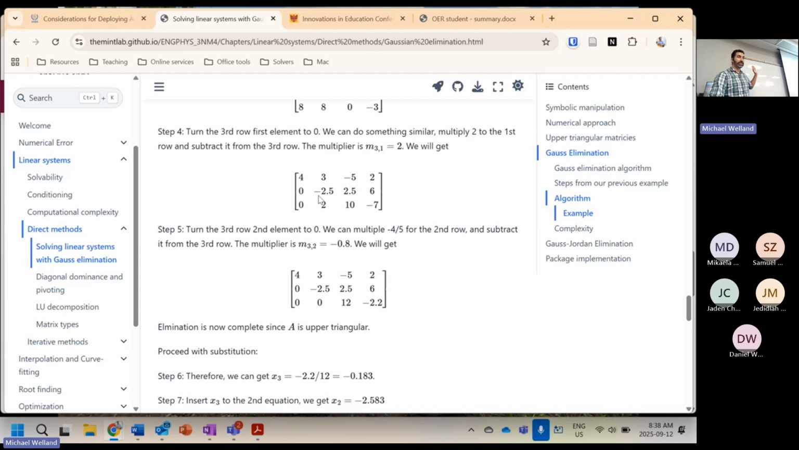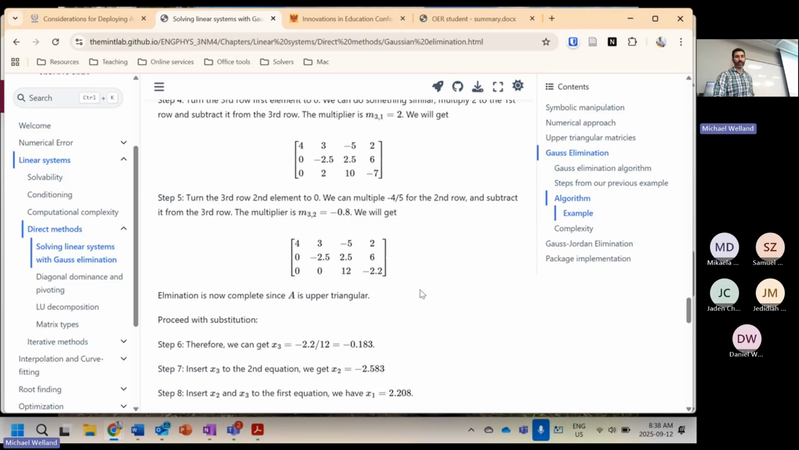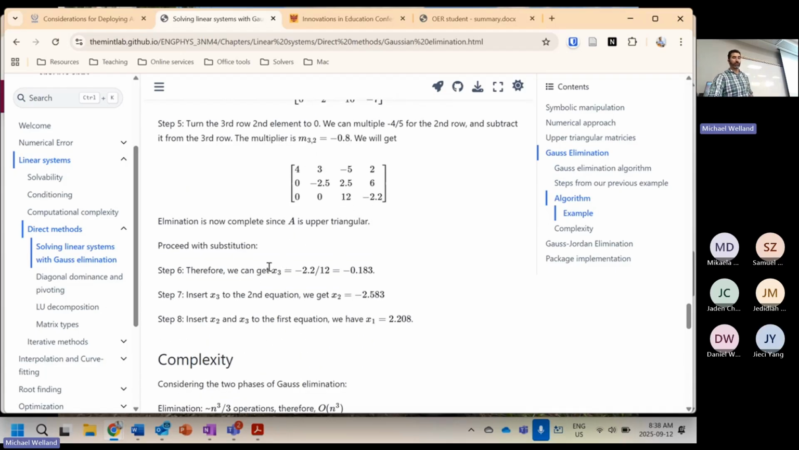Now, this column is good. So we move on to the second row. Our second row is now the pivot, and we want to zero out this element in the third row. So we multiply through by 4/5, subtract it, and now we've zeroed this out. We're also keeping track of this 4/5, which is negative 0.8. Elimination is now complete. We've created this upper triangular matrix. And then the rest is trivial. We solve x3, then x2 is therefore that, x1 is therefore that.